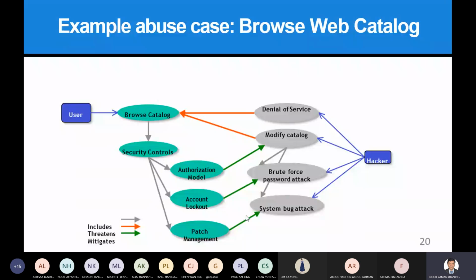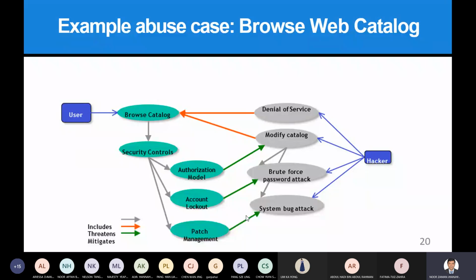What are the points which could be abused? You can see from here, this is the user on the left side, and the right side is the hacker. Look at the arrows and the colors. The red color is for the threats, and the green arrow shows the mitigation. The blue arrow shows the normal process. The user can browse the catalog, and go to the security controls and authorization models. All of those arrows are fine, there is no issue. But the red arrows are the possible abuse cases.